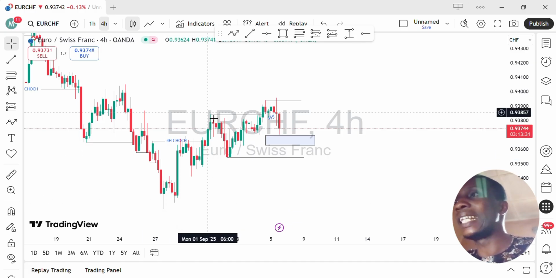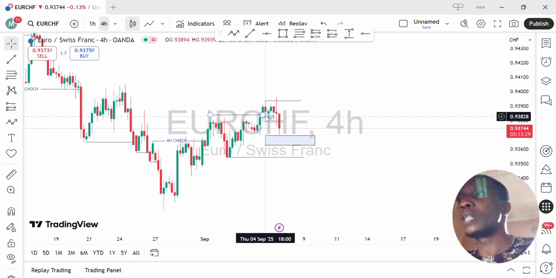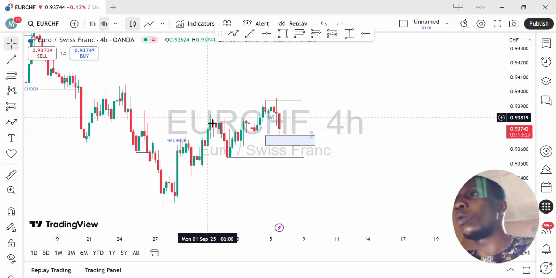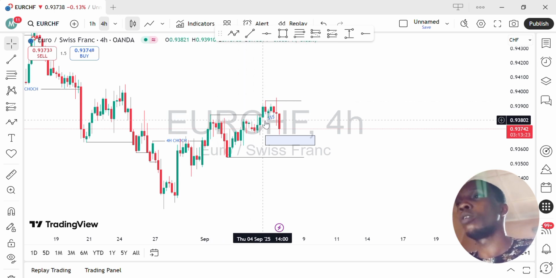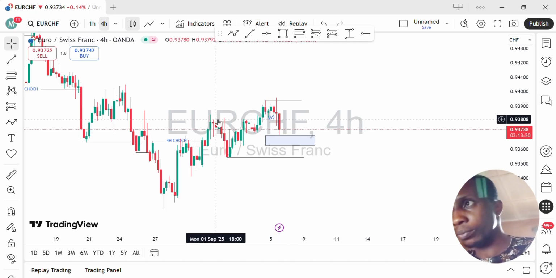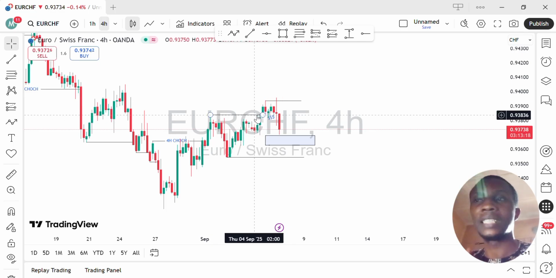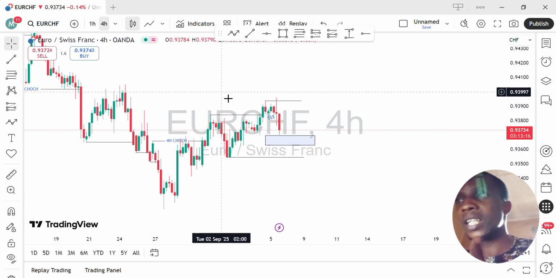Price pulled back again, attempted this high right here, and what? It was able to break and close above it with a body. This becomes a new break of structure. I hope you understand what I have said so far.